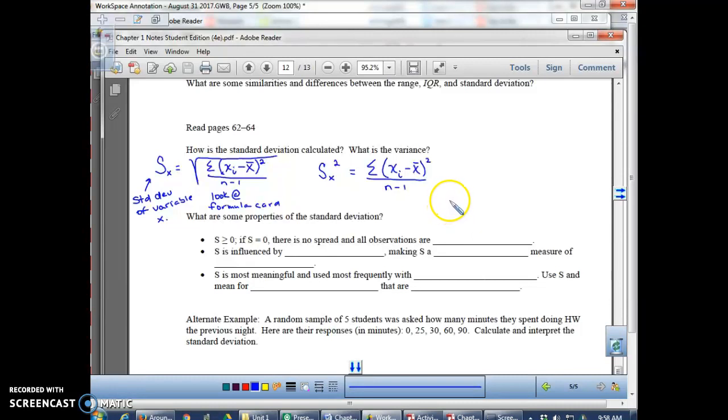So what are some key characteristics of standard deviation? So let's talk about that. Your standard deviation is always greater than or equal to 0, always. There are no options. You can never have a negative standard deviation. It's sort of like a negative distance. That wouldn't make sense. If you have a standard deviation that is equal to 0, there is no spread and all the observations are identical.